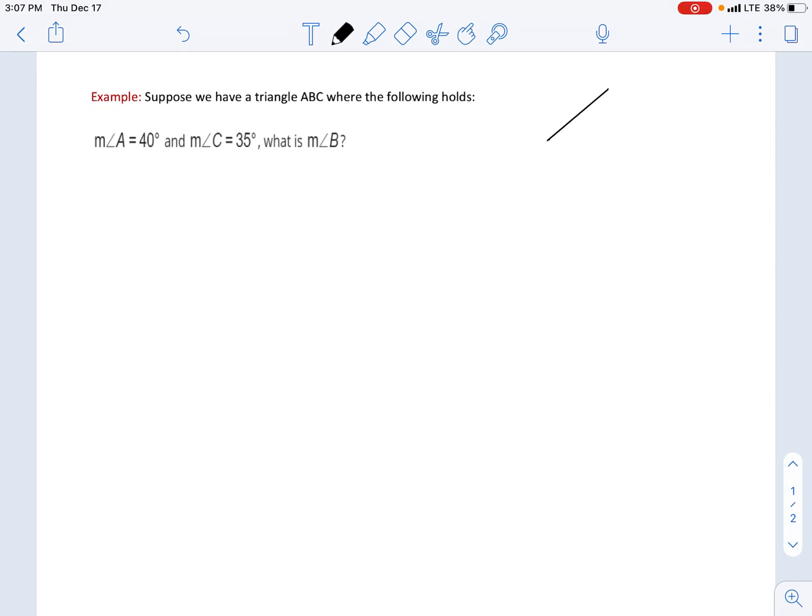So I'm going to draw out a triangle. And now I'm going to label my points here A, B, C, because I know that I have a triangle ABC. And then I know that the measurement of angle A is 40 degrees. The measurement of angle C is 35 degrees. And then this is what I want to know. I want to know what's the measurement of angle B.